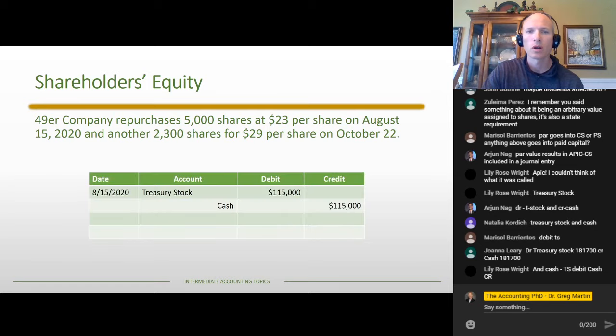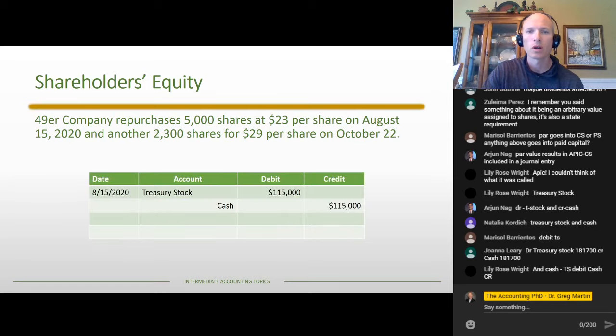All right, so for the first entry, the August 15th, of course, our treasury stock is debited $23 times 5,000 shares, which is 115,000. So we debit treasury stock, we credit cash. And then with the October 22nd journal entry, again, we debit treasury stock and we credit cash. Again, $29 per share times 2,300 shares gives us the second number. And so the total of 181,700 is correct. Of course, it would be two different entries, though.